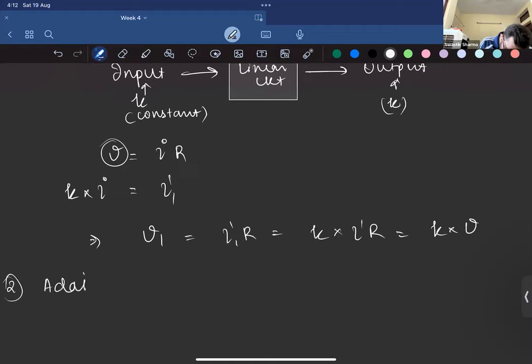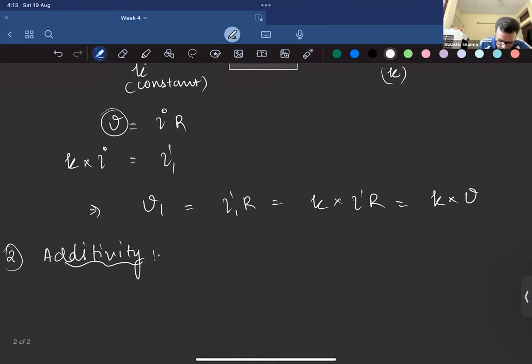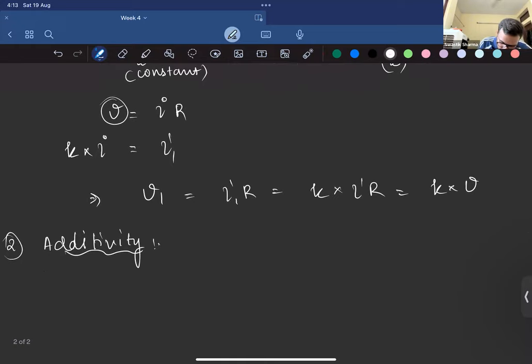Next is additivity. Can anyone tell me what additivity is? No? Okay, so additivity is nothing but, if we sum the inputs, the outputs will also be the sum of those inputs.